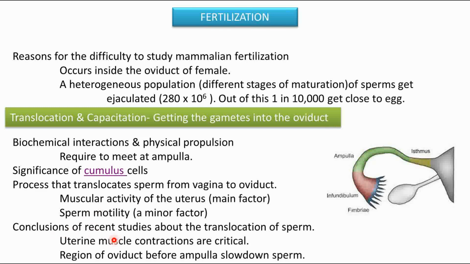Recently, so many studies are being carried out to understand the process that leads to the translocation of sperm. And here are some conclusions of such studies. First conclusion is that uterine muscle contractions are critical in translocating the sperm. Next, the region of the oviduct before the ampulla slows down the speed of the sperm. This is another finding.